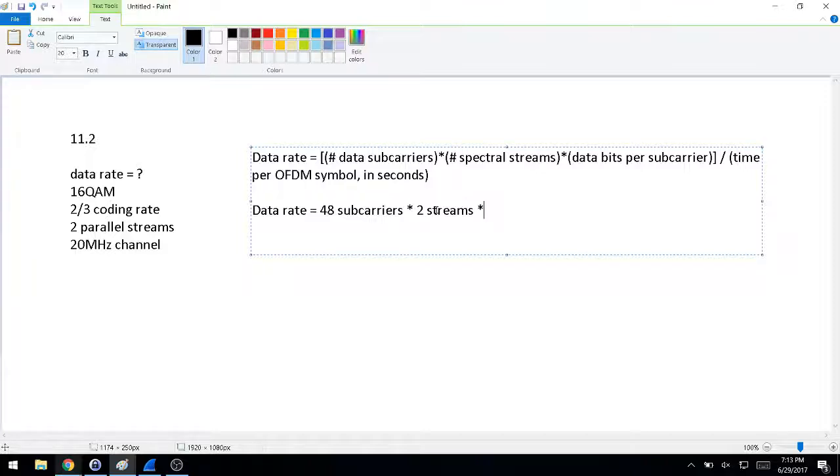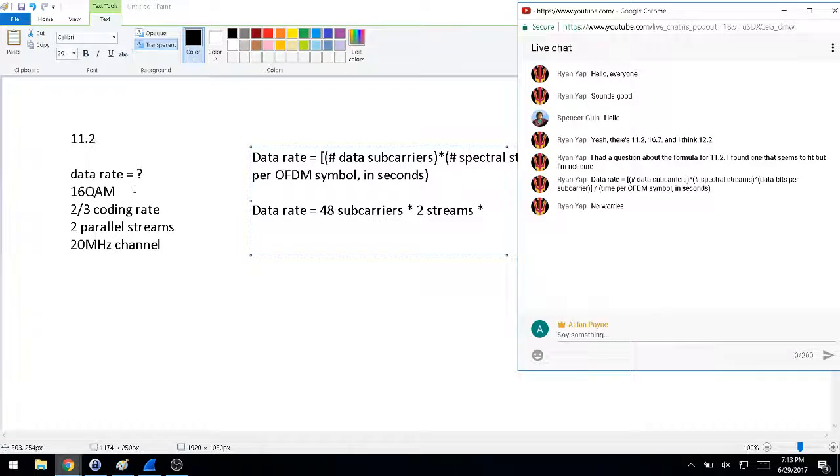And now we have to look at the data bits per subcarrier. Okay, so this one's actually not too tricky. Remember that we're using 16 QAM modulation for this problem. It was specified in the beginning that we're using 16 QAM. So how many bits are we using per symbol for a 16 QAM system? And Ryan says 4 bits. Yep, that's right. So for 16 QAM, we're using 4 bits.